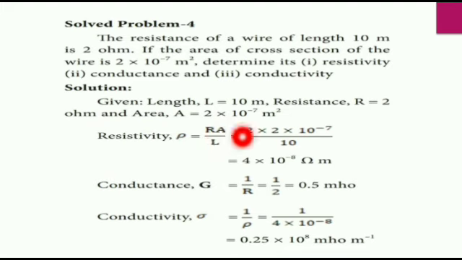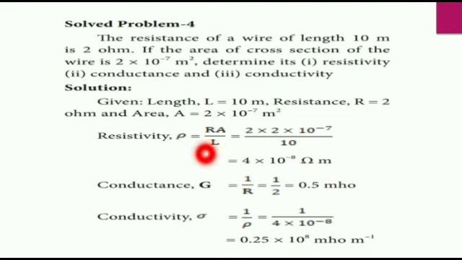Therefore what is R? 2. What is A? 2 into 10 power minus 7. What is L? 10. So 2 into 2, 4. 4 into 10 power minus 7 divided by 10. If this 10 goes to this side, it becomes 10 power minus 1. So 10 power minus 7 times 10 power minus 1. Therefore 4 into 10 power minus 8 ohm meter is the resistivity.